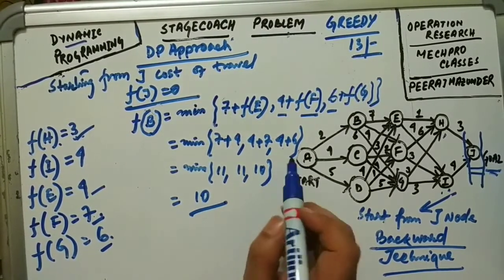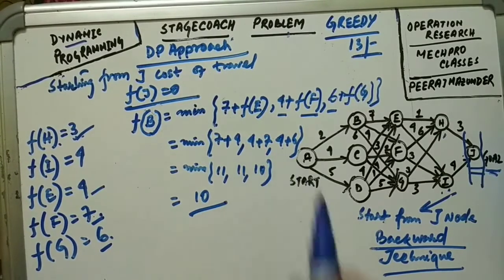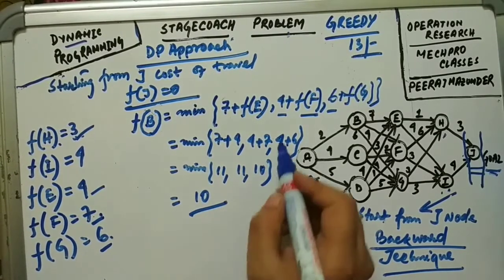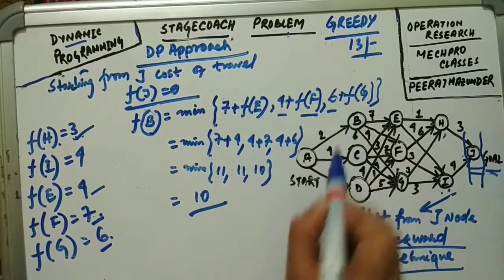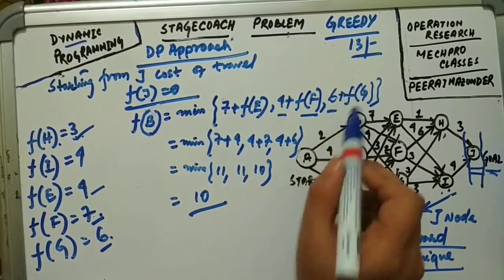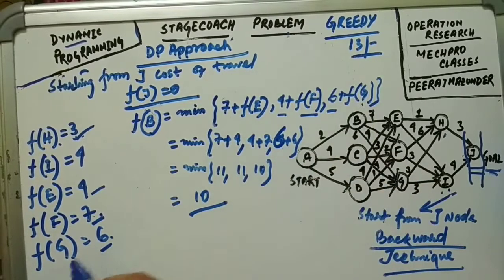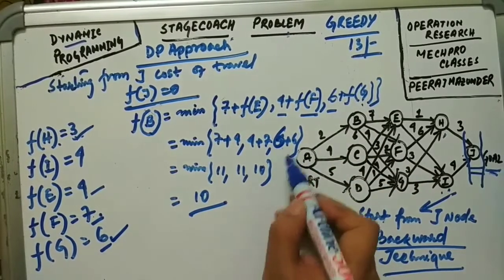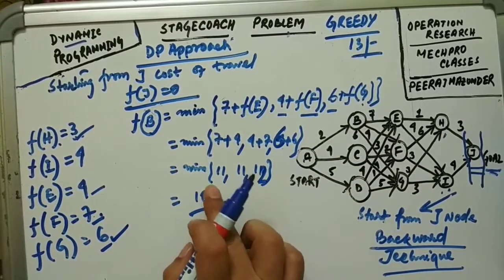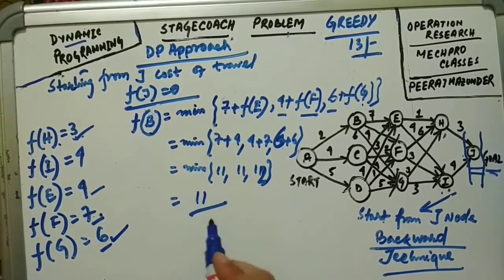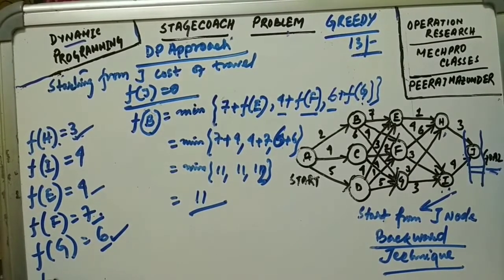Okay, so I am having some problem, I think. I have made a mistake over here. It is 6, look, this is the 6. 6 plus f of G, and f of G is coming out to be 6. So 6 plus 6, it will be 12. So the minimum value will be 11. So you can write f of B as 11.